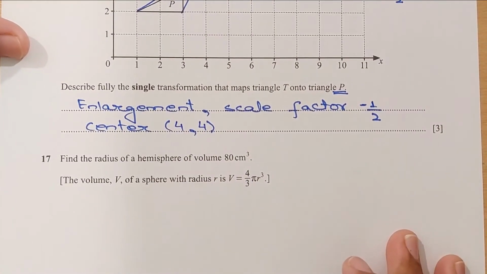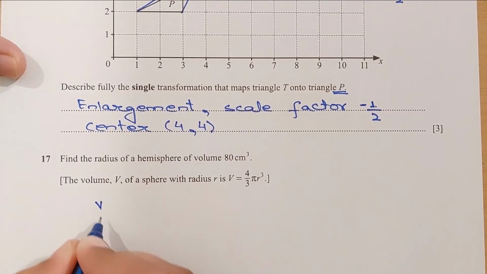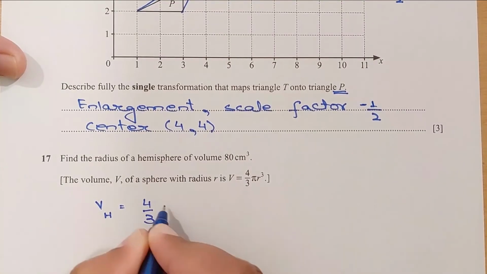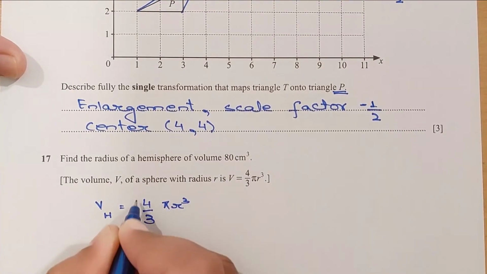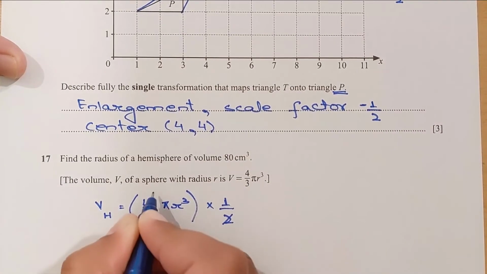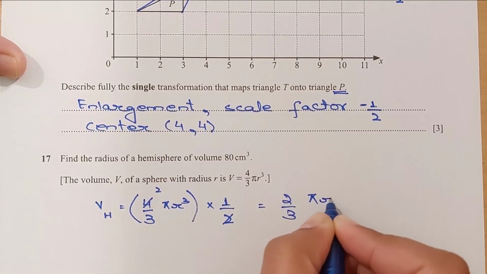Now question number 17, find the radius of a hemisphere of volume 80 cm cubed. The volume V of a sphere with radius R is this. This is the volume of a sphere. And what is the volume of a hemisphere? That is 4 by 3 pi R cubed times 1 by 2. 2 times 1 is 2, 2 times 2 is 4. So this is 2 by 3 pi R cubed.